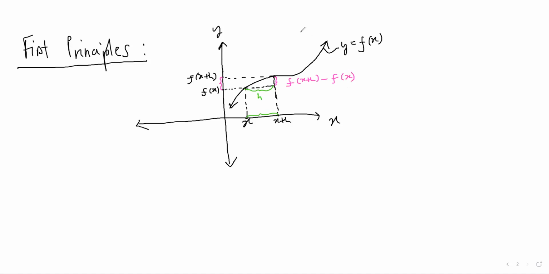Now, this is basically the gradient. Specifically, the gradient is given by f of x plus h, this vertical distance, minus f of x. If you put the vertical distance over the horizontal distance h, then you've got the gradient of f of x at x. This is the average gradient. So this quantity, f of x plus h minus f of x, divided by h, is the average gradient of the function f of x at x.